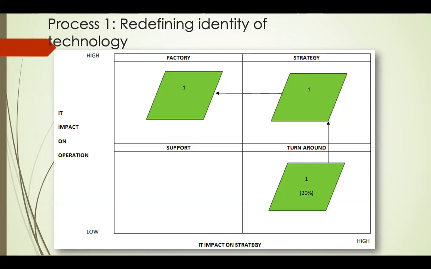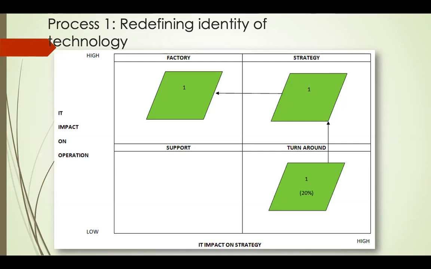Okay, a few things that are very important that you've mentioned. The 20% is a thumb suck, so we won't really worry too much about that. But if you look at the process, you haven't identified the process. So you need to identify what you said, it's redefining identity of technology. Is that your process? Yes, sir.